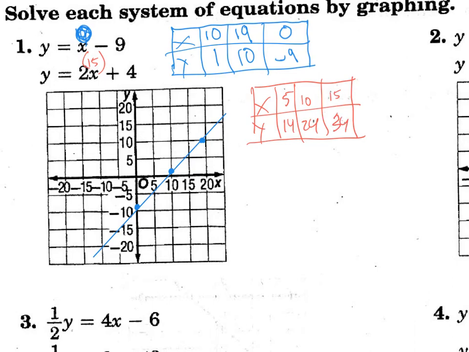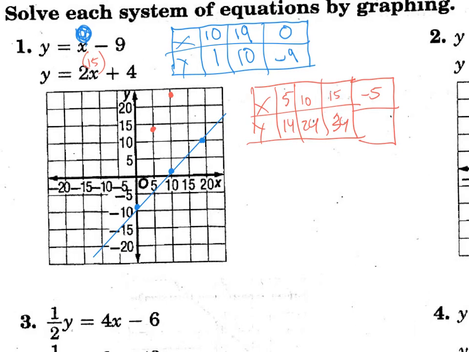So now we can graph our dots. 5, 14 would be about right here, right? Okay, 10, 24, so that would be about right here. And then notice that next one would go way off. So let's get one that's a little lower. What if we put like negative 5 in there? Because notice 15, 34 would be way off our graph.